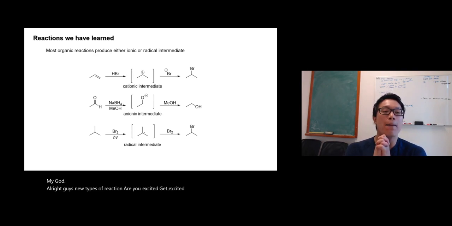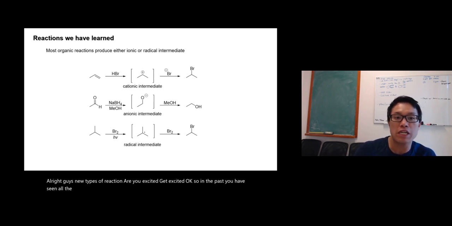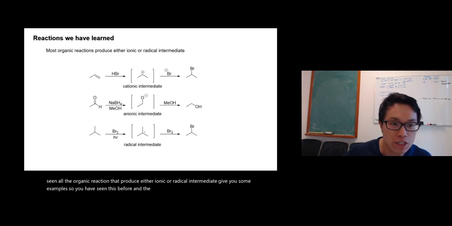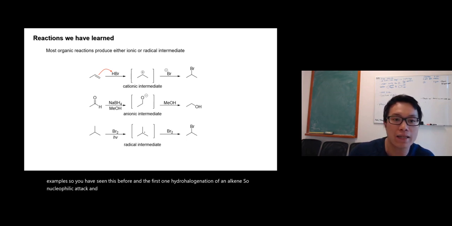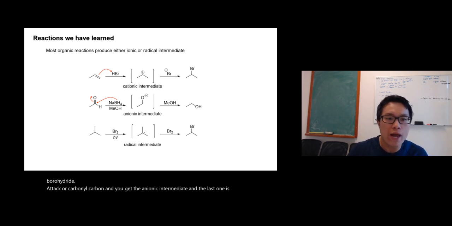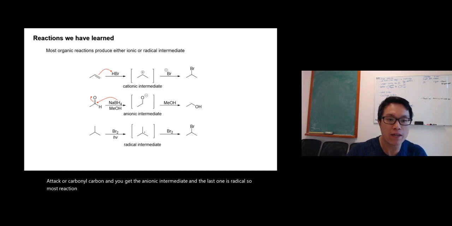Okay. So in the past, you have seen all the organic reactions that produce either ionic or radical intermediates. Let me give you some examples. You have seen this before. The first one, hydrohalogenation of an alkene: nucleophilic attack, and you get the cation intermediate. Next, we have sodium borohydride attacking a carbonyl carbon. You get the anionic intermediate, and the last one is radical. So most reactions involve just either cationic, anionic, or radical intermediates.